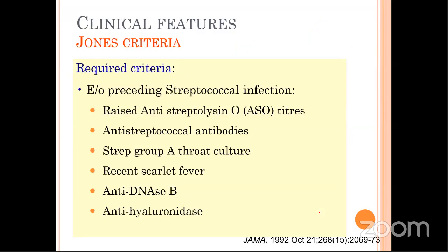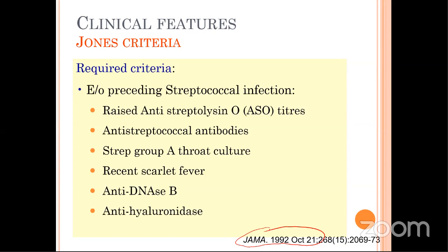Now coming to the clinical features, how does the patient present to you clinically? These clinical features are defined by a criteria called Jones criteria. This Jones criteria has been modified, and is now called the modified Jones criteria. It was published in the journal JAMA in 1992. The criteria put forward by Jones has three parts: the required criteria, the major criteria, and the minor criteria. We'll look into it one by one.